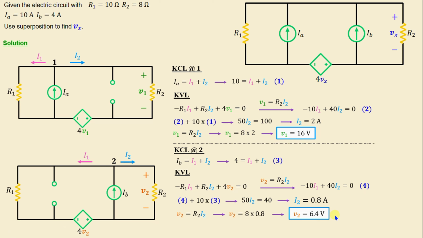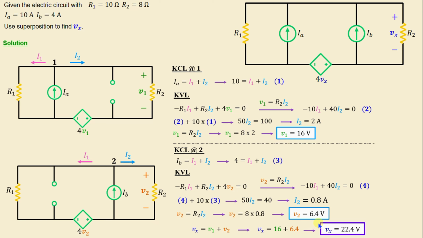After completing the analysis for each independent source while treating the other as turned off, the subsequent step is to combine the results algebraically. This process enables us to determine the overall circuit response. That means Vx is equal to V1 plus V2. If we replace V1 and V2 with their numerical values, we obtain Vx is equal to 22.4 volts. After completing the calculation, we conduct a simulation using a SPICE simulator in order to verify our result.